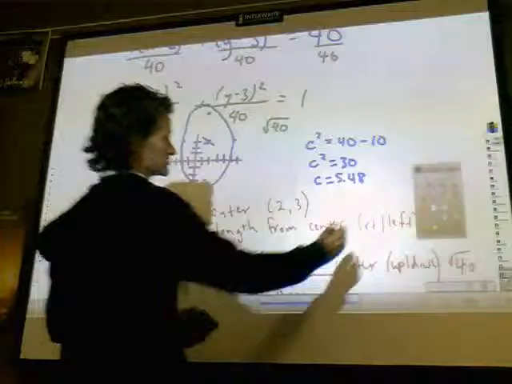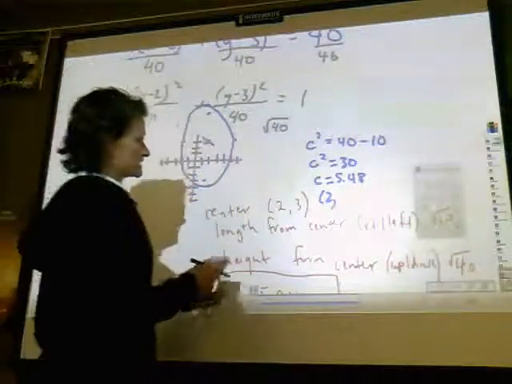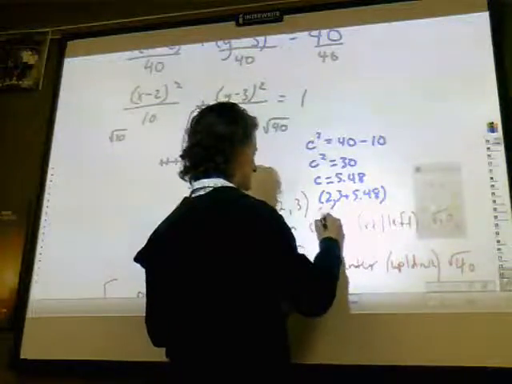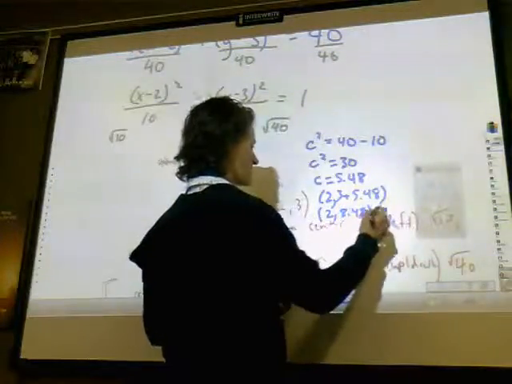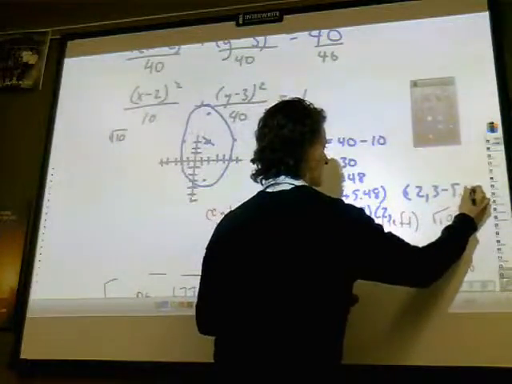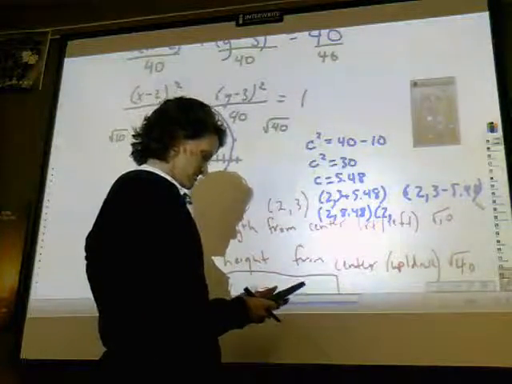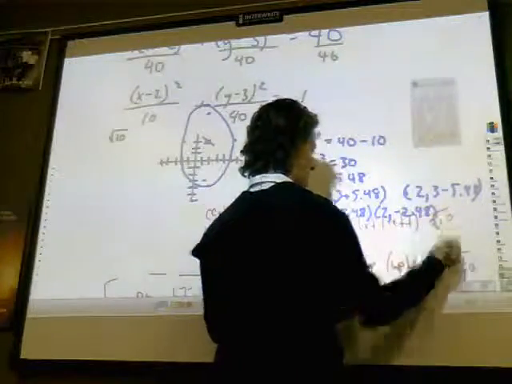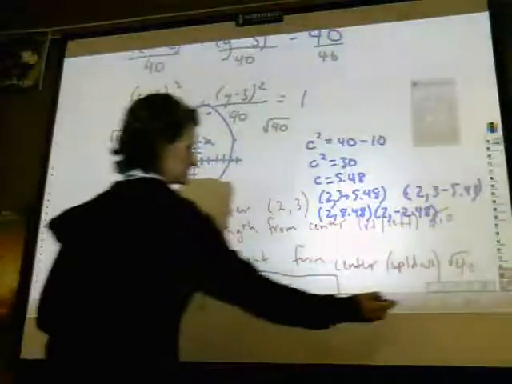So they're going to lie along the 2. 2 will be the first coordinate, and then you take your 3 plus 5.48, so that's 2, 8.48. And then you'll do the same thing, 2, and then 3 minus 5.48, which is a little harder calculation, negative 2.48. So there you go. And I have all that stuff listed down there as well.